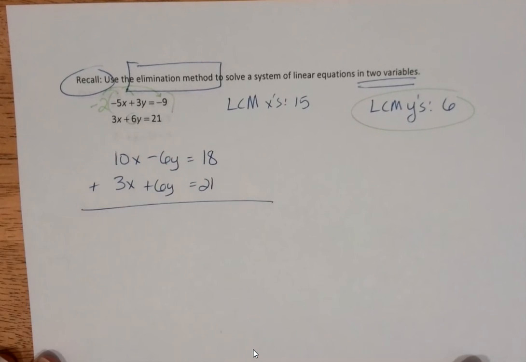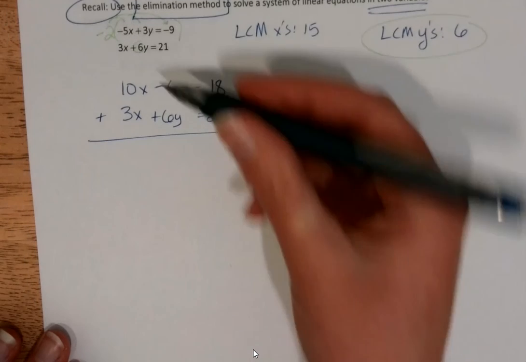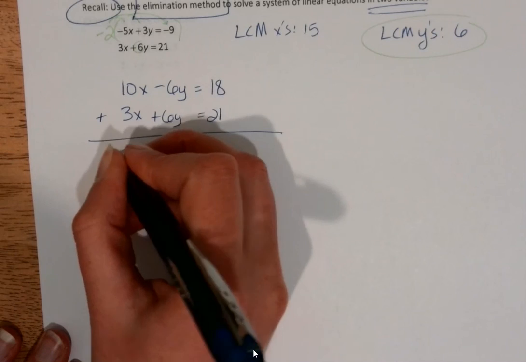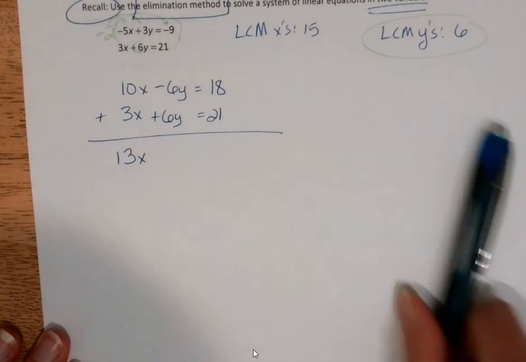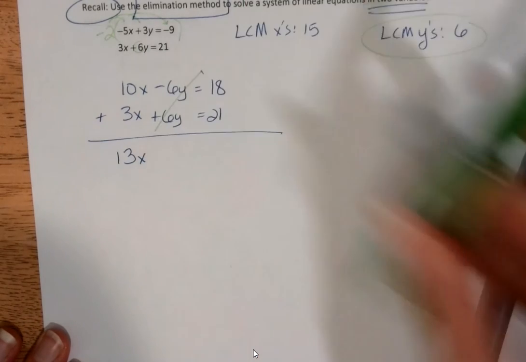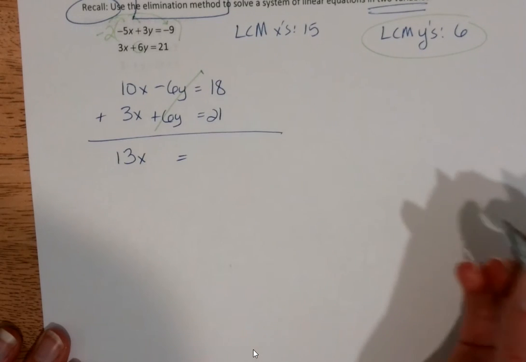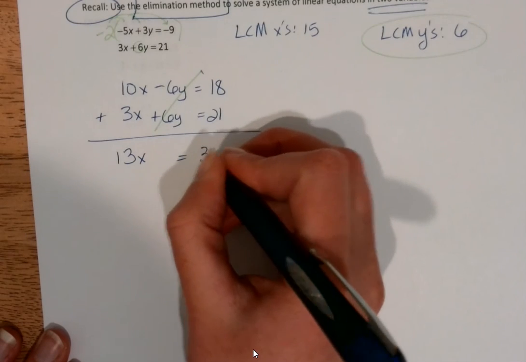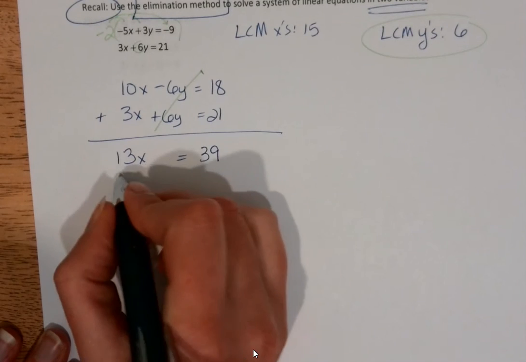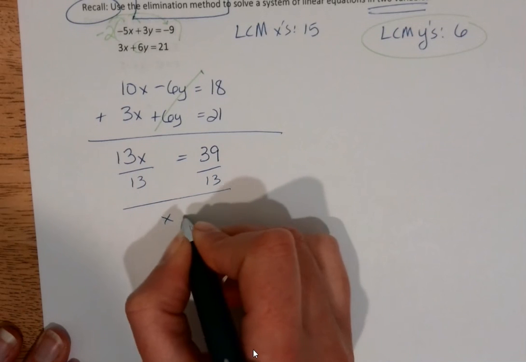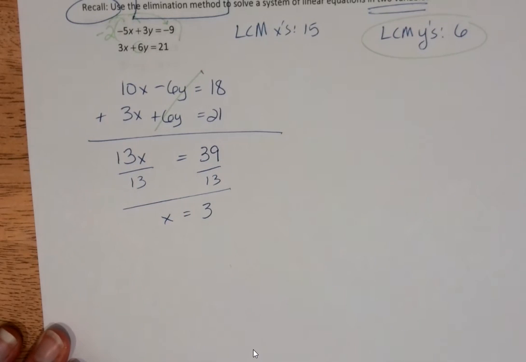Then we're going to add the 2 equations together. Adding like terms. 10 plus 3 is 13x. Negative 6y plus 6y, they eliminate, they add to 0y. And 18 plus 21 is going to add to 39. Now I can divide both sides by 13 and solve for x. So x is equal to 3.